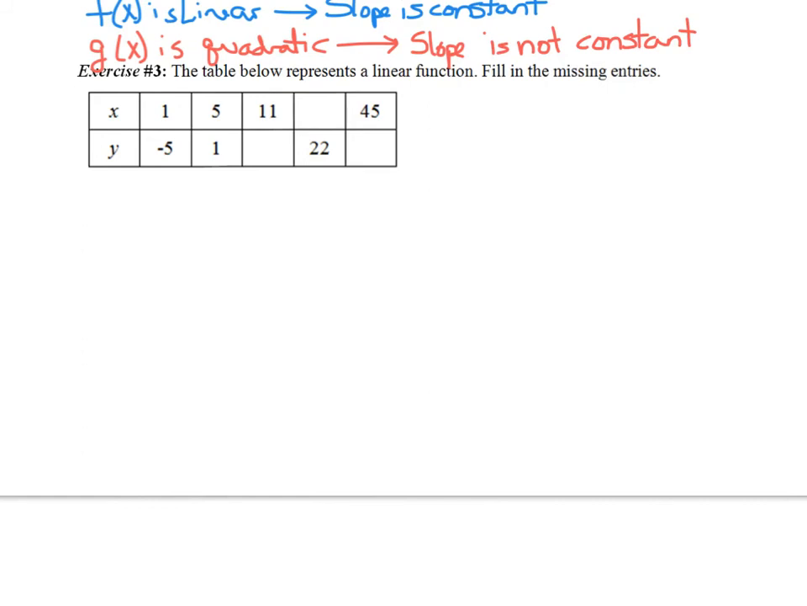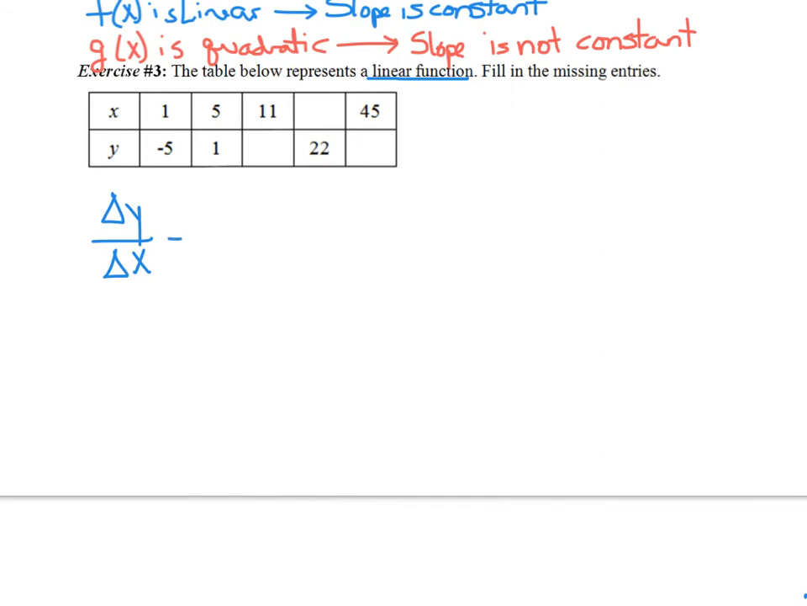We see that this table represents a linear function. If we see that it's a linear function, that tells me that my slope, or my average rate of change, is going to be constant no matter what interval I look at. So I want to calculate the change in y over the change in x over intervals that I am given.